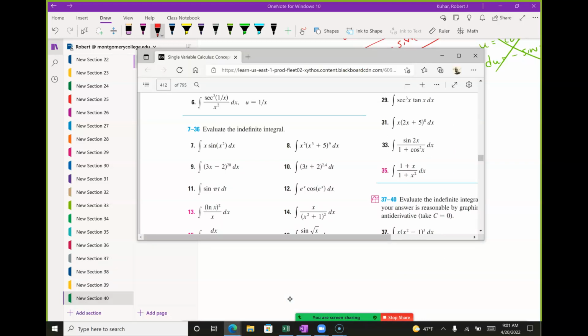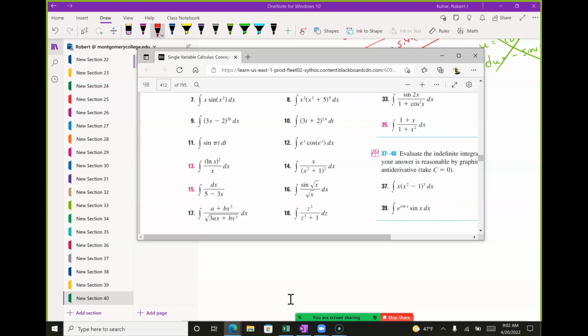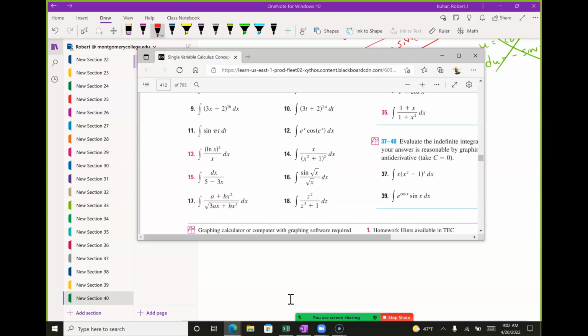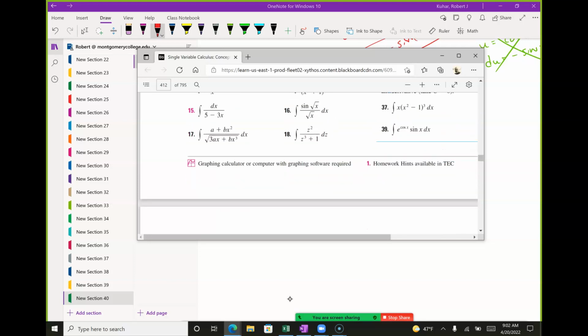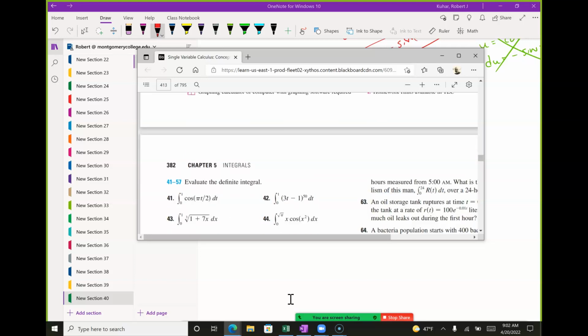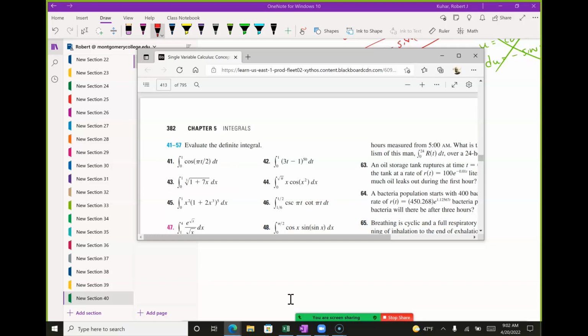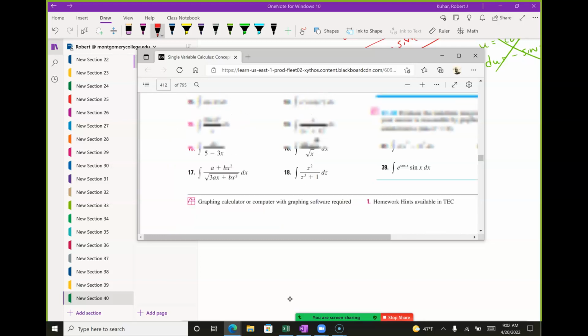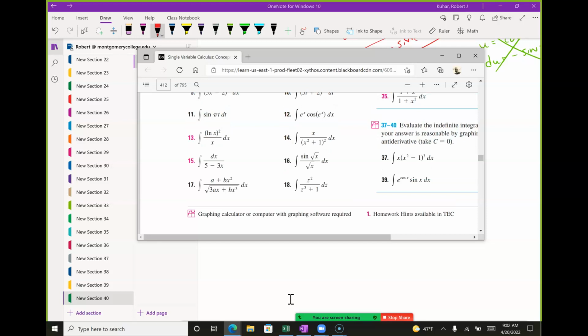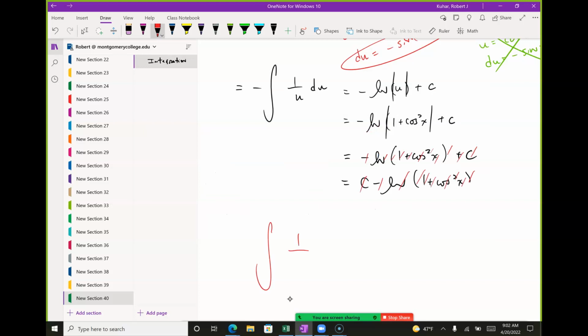Let's do one more with the downstairs, okay? Maybe 13, or no, that's upstairs. 15 is a downstairs, right? Yeah, it looks like 15 is a downstairs, because it's just one upstairs. Yep. Yeah, let's do 15. So 1 over 5 minus 3x dx.